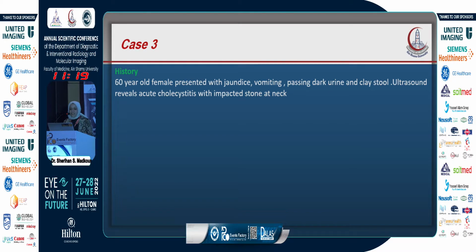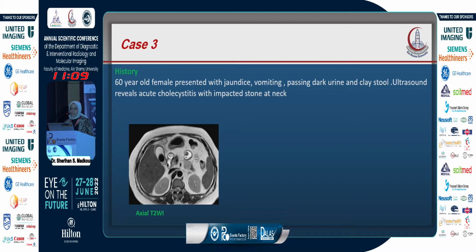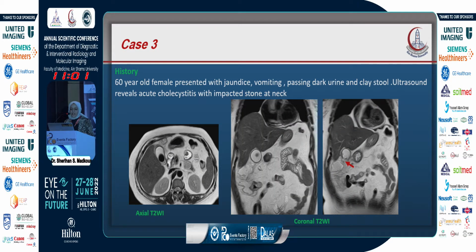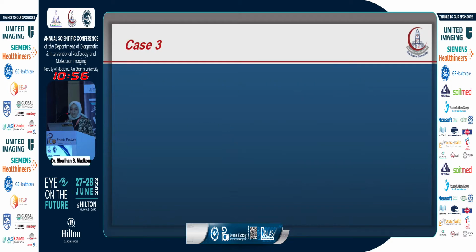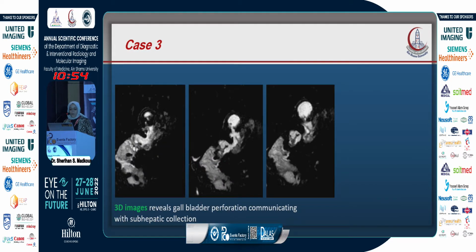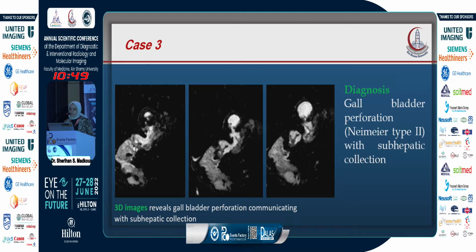Case 3, a 60-year-old female presented with jaundice, vomiting, passing dark urine, and clay stool. Ultrasound reveals acute cholecystitis with an impacted stone at the neck. MRCP axial T2 image reveals gallstone. Coronal image reveals a defect at the fundus, communicating with a subhepatic localized collection. 3D image reveals gallbladder perforation communicating with the subhepatic collection. Diagnosis: gallbladder perforation, Niemeier type 2 with subhepatic collection.